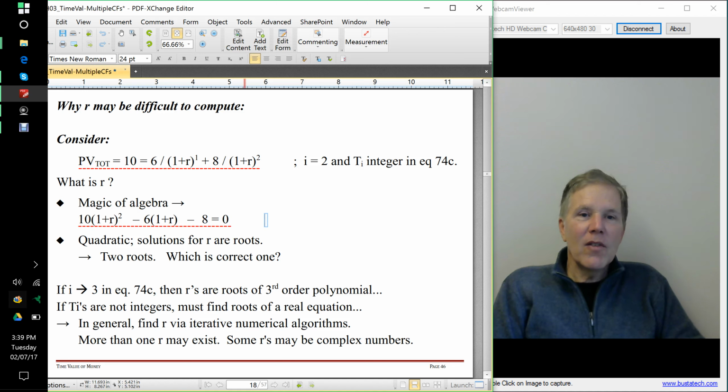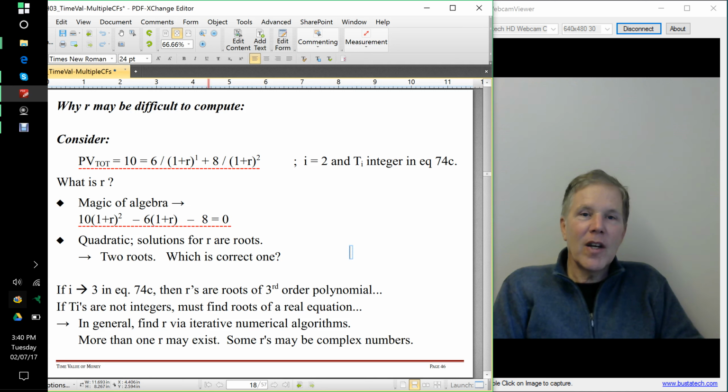If we have 2 positive real number roots, which is the correct one, we can't just willy-nilly say it's the smallest one. What if we get 1 positive real root, 1 negative real root? Can we say anything about which one is the right root? Not necessarily.